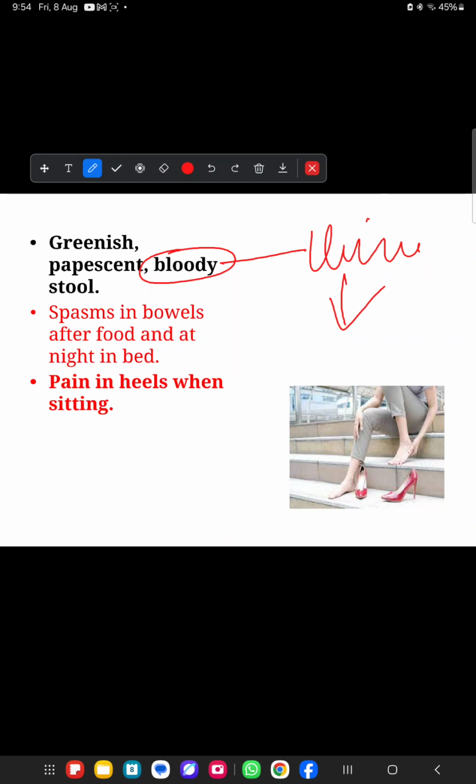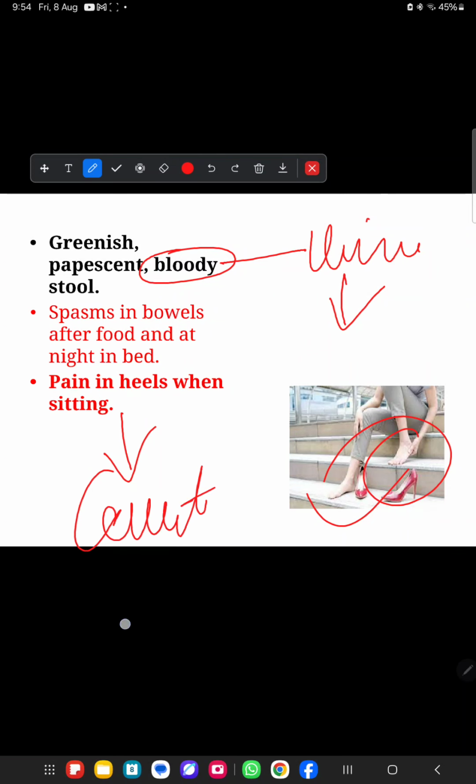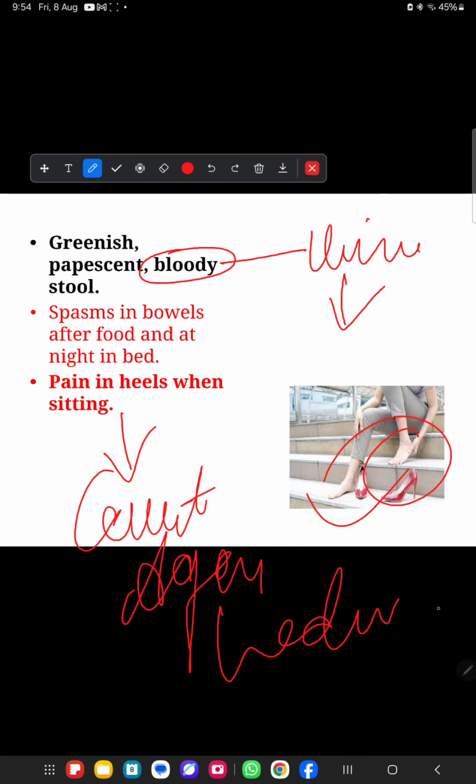And spasm in bowels after food and night in bed. Okay. And pain especially in the heel while sitting. You can see if the patient is having pain, especially when sitting, then we can think about this medicine. And for this symptom, there is another medicine. Causticum is also there. Agaricus is also there. And Lidampal is also there.